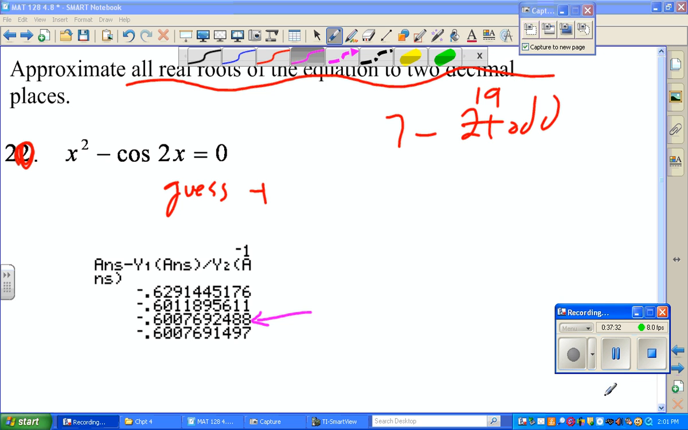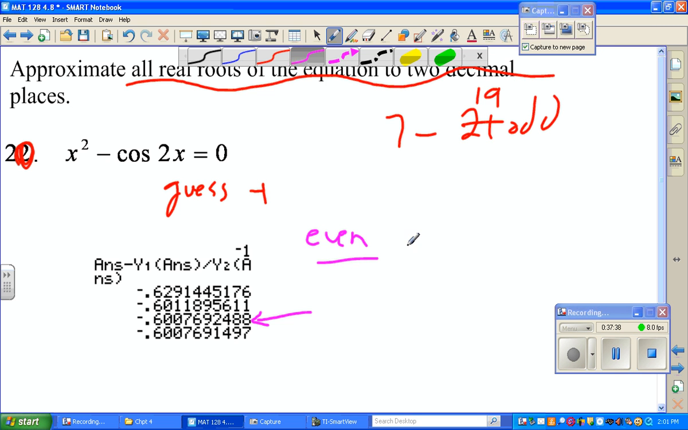For that problem, I would say it's an even function. Therefore, it'd be 1, 6, 2, 9, 1, 4, 4, 5. You know, it's an even function, so it's going to be the same readout. I'll probably just list this as my answer, and I put plus or minus in front of it.